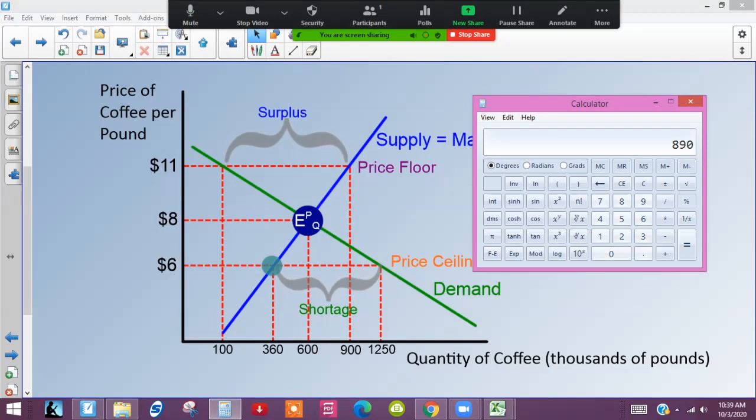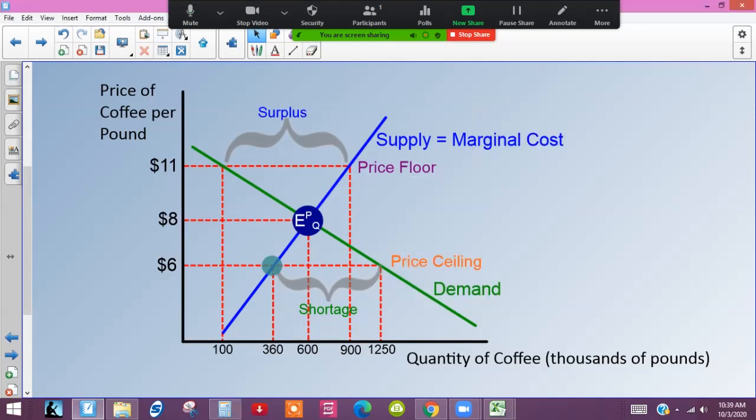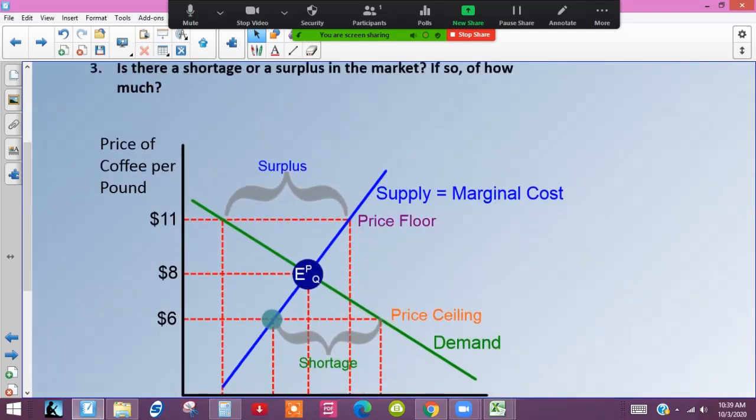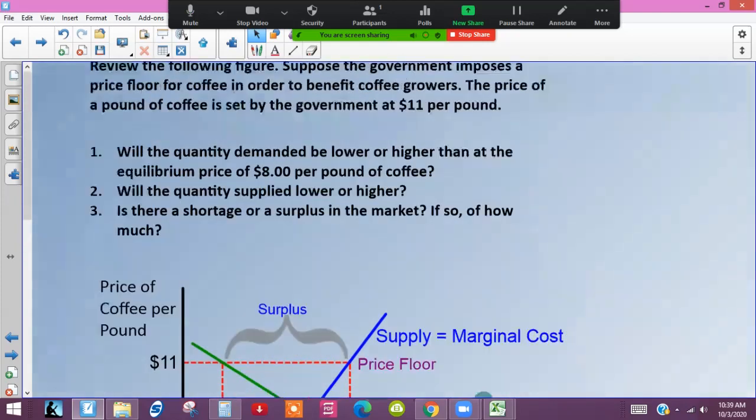Okay, there you go. So if you fully understand this model, and if you fully understand the impact or the effect of a price floor or a price ceiling on the market price and quantity supplied and demanded, then you'll have no problem on the quiz.